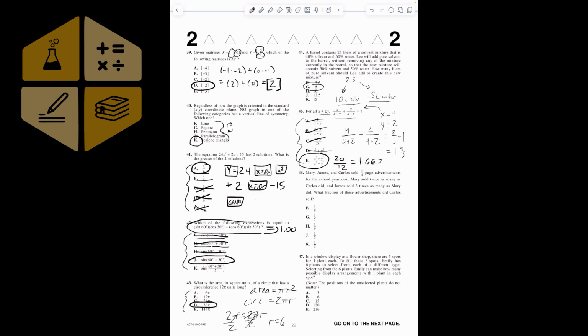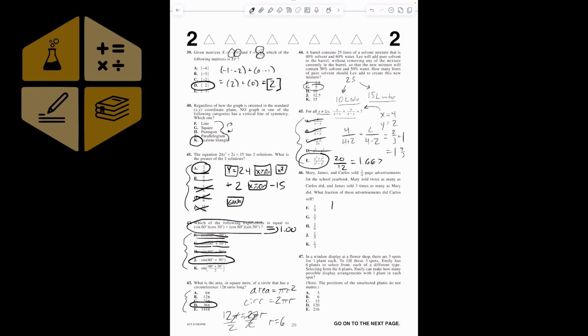46. Mary, James, and Carlos sold quarter-page advertisements for the school yearbook. Mary sold twice as many as Carlos did, and James sold 3 times as many as Mary did. What fraction of these advertisements did Carlos sell? Well, he didn't sell a lot. Okay, he sold the least. So I'm going to pretend that Carlos sold 1. Okay, I'm picking numbers here, actually. I'm going to pretend that Carlos sold 1 and then figure out how many the others sold.